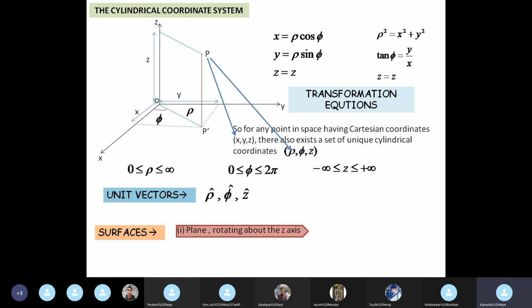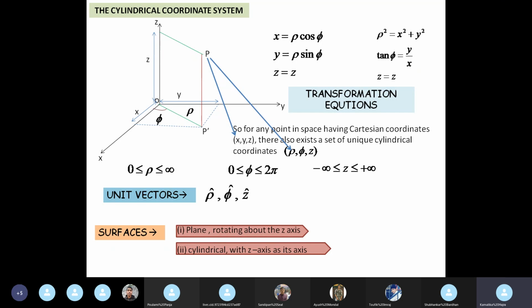One is the plane surface. This is the plane surface, okay, this plane, and it will rotate about the z axis if phi is not fixed, and only rho and z are fixed. Suppose you have not been given any value of phi, but you have been given a value of rho and z. So for the same value of rho and z, this plane can be anywhere all about this z axis. So it's basically like a fan. It's a plane which rotates about the z axis like a fan, okay.